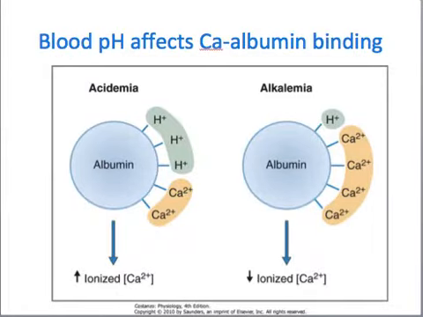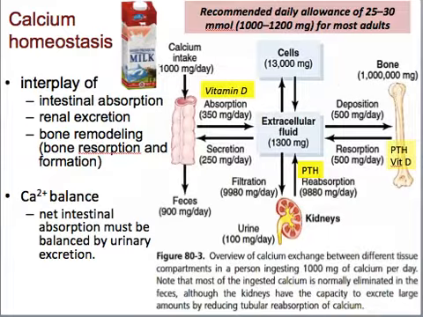So the level of your ionized calcium in the blood can be affected by your blood pH, because your blood pH affects calcium albumin binding. So in disease states that cause your blood pH to be acidotic, let's say you have diabetic ketoacidosis or you have septic shock, your calcium becomes less tightly bound to albumin, therefore you will have high ionized calcium. In disease states where you have alkalosis, let's say you're hyperventilating causing respiratory alkalosis, your calcium becomes more tightly bound to your albumin. So you will have low ionized calcium.